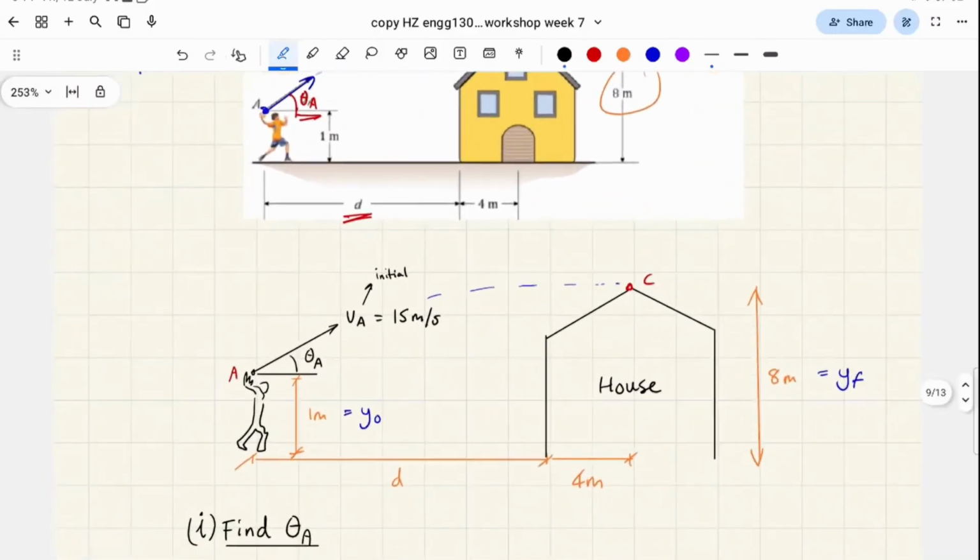So this is the redrawn diagram. I've called this y final. y final is 8 meters from the ground, so that's the tip of the house. And I've called this y0. y0 is the starting height. The datum that I've chosen, which is just our reference point, is the ground.